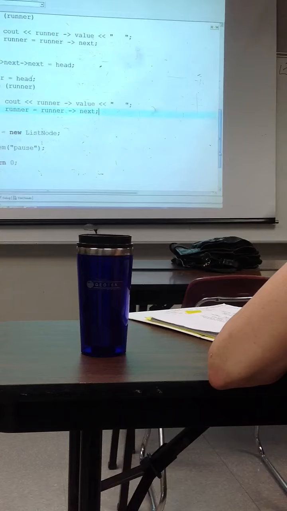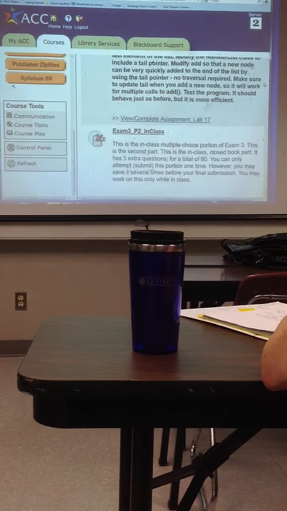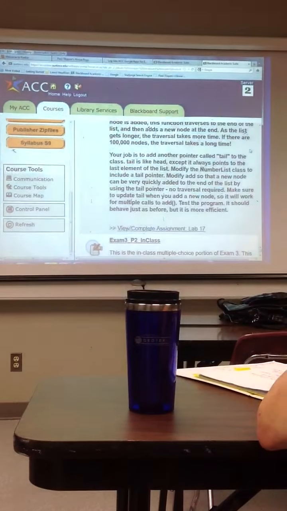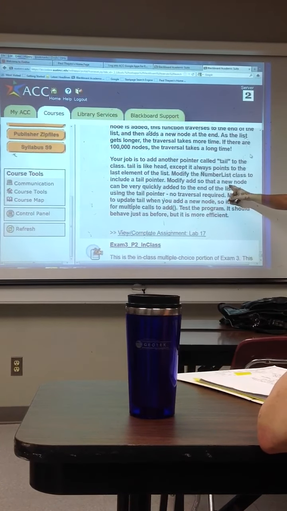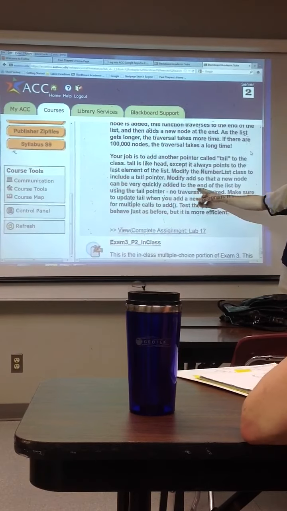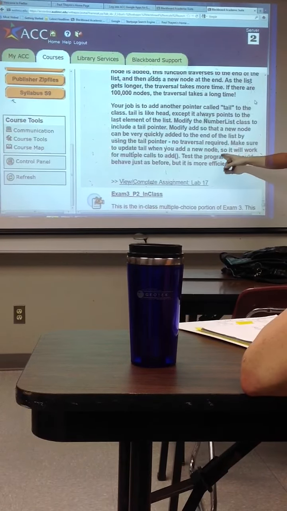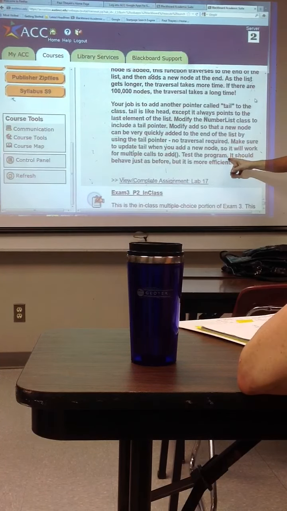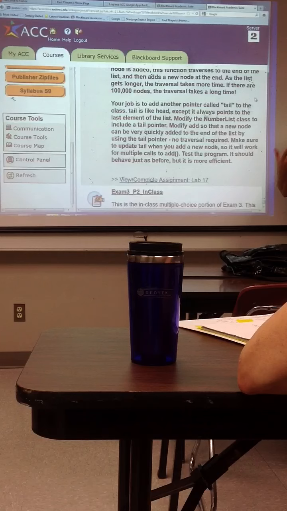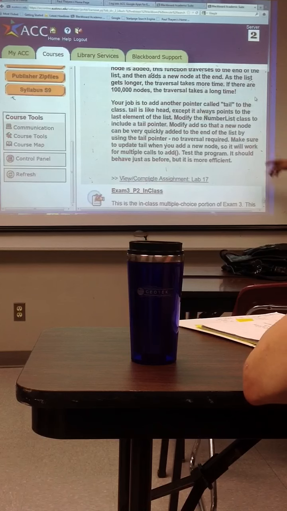When that's done, modify add to the new code. The new add will add very quickly to the end of the list by using the tail pointer. There are no traversals required. Make sure that when you add the new node, you update the tail so it'll work for multiple calls. Because I'm going to ask you, what if you add several nodes? They should all work. So test the program to make sure it works.